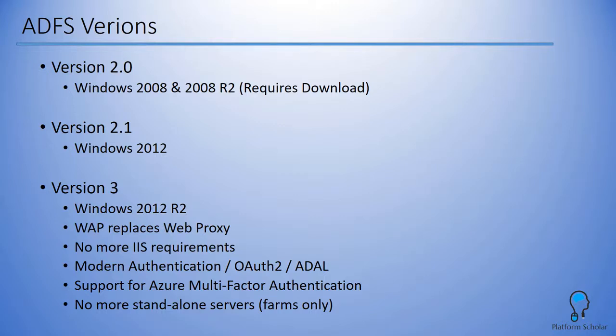Also, we don't require IIS anymore. With ADFS version 2 and 2.1, IIS was a necessary role on the ADFS and the proxy servers. This is no longer true, and we can still get to certain redirected web page endpoints without IIS. Also, version 3 is the first one to support modern authentication with OAuth version 2 and ADAL. With that comes support for Azure multi-factor authentication. Now, multi-factor authentication was possible in version 2 and 2.1, but it required third-party software.